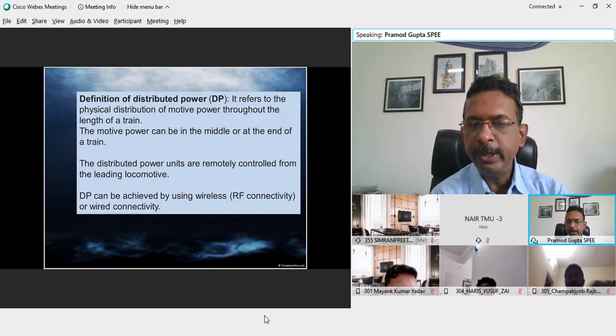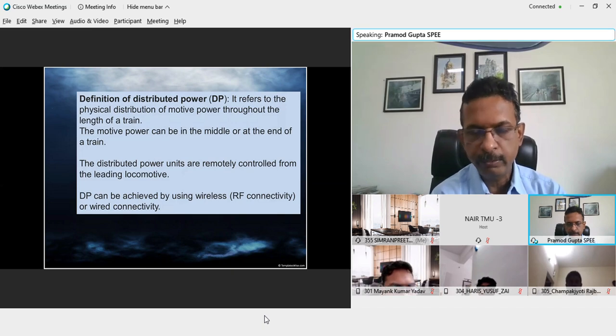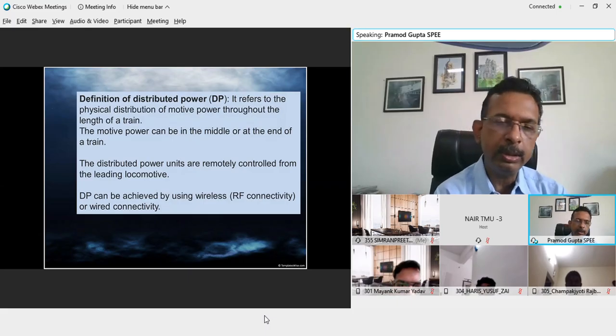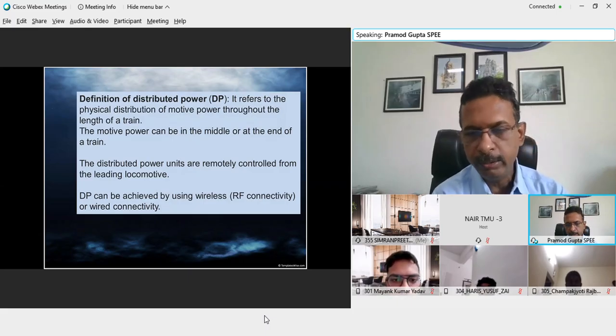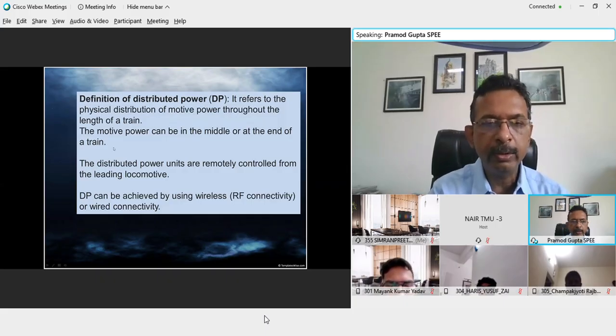When we are generating power at different locations, ideally we should have an independent crew to take care of the distribution and to operate some of the protective devices in case something is wrong with the generating equipment. But we only have one set of crew in the front locomotive, and we control all other distributed power units either using wireless technology or wired technology.